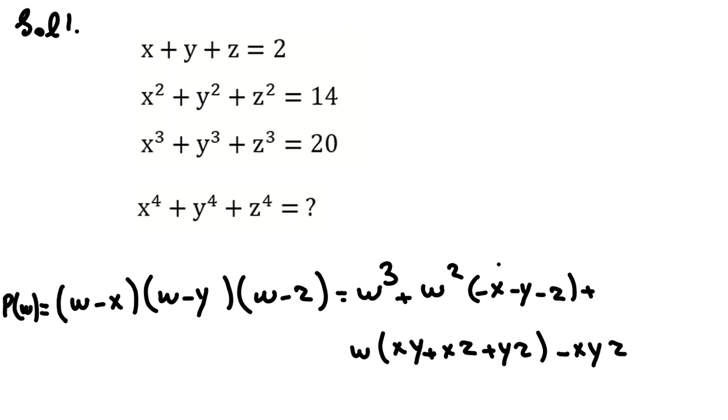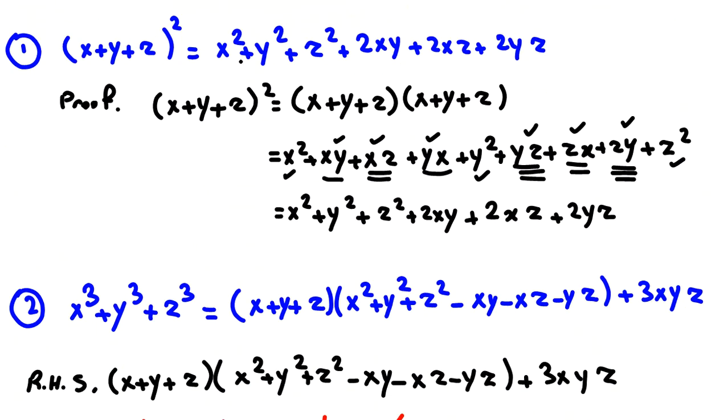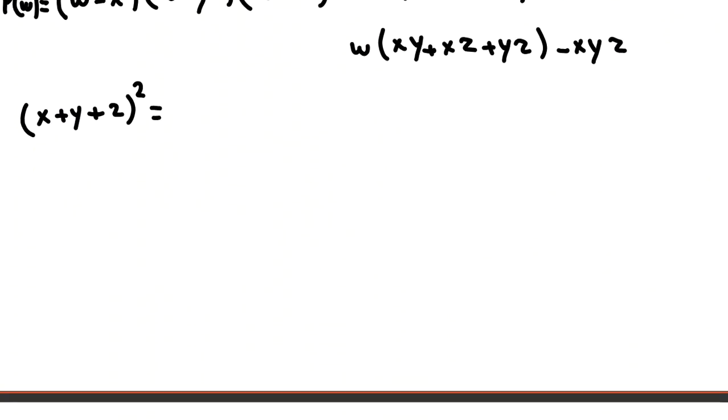So I want to find the coefficient of this polynomial. Negative x, negative y, negative z is negative 2. xy plus xz plus yz and negative xyz, we want to find these two coefficients. So at first I focus on xy plus xz plus yz. I told you in the identities in the beginning of this video, x plus y plus z squared, in the first identity, I think, yes, I said it is x squared plus y squared plus z squared plus 2xy plus 2xz plus 2yz. So here I use this identity, it will be x squared plus y squared plus z squared plus 2xy plus, let me factor the 2, xz plus yz.